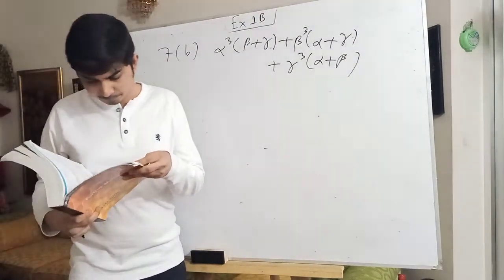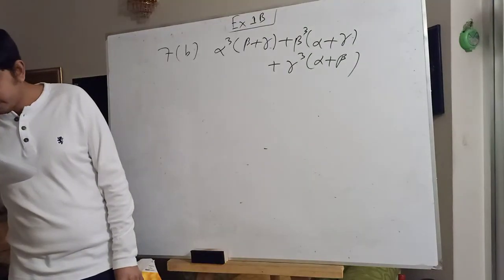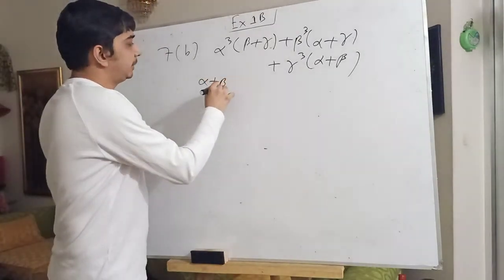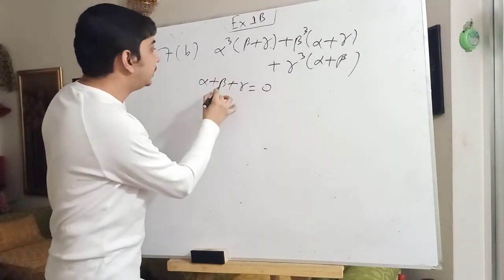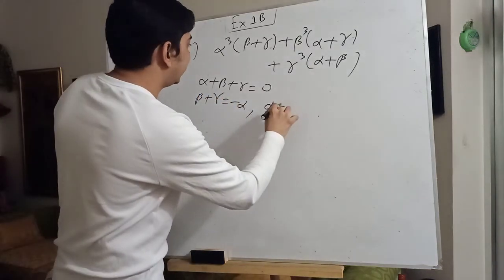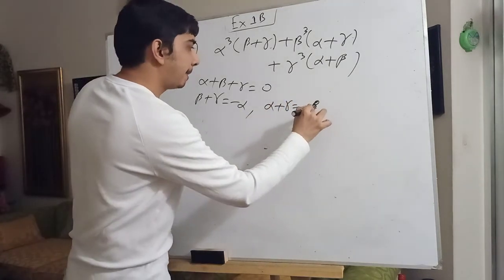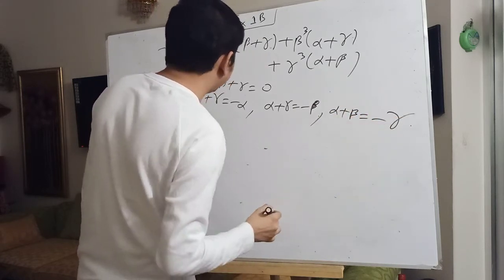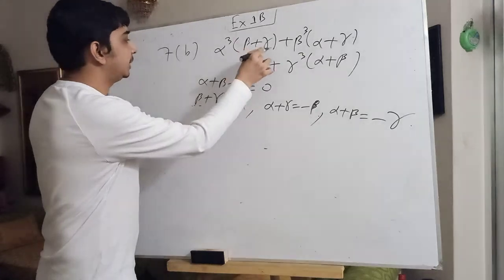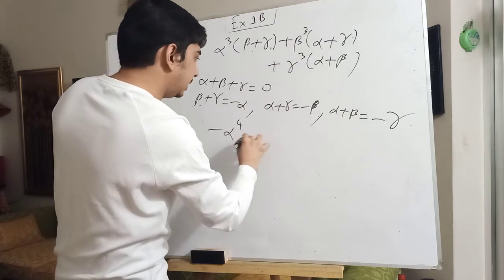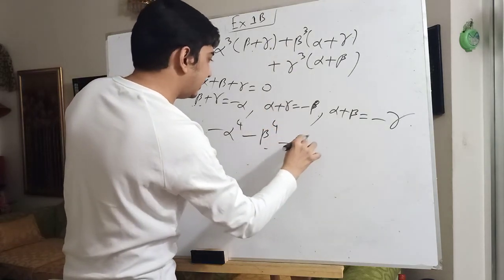Now we already know the value of S1, which is 0. So alpha plus beta plus gamma is equal to 0. So beta plus gamma is equal to minus alpha. Similarly, alpha plus gamma is equal to minus beta, and alpha plus beta is equal to minus gamma. So if you insert minus alpha for beta plus gamma, this expression becomes minus alpha to the power 4, minus beta to the power 4, minus gamma to the power 4.